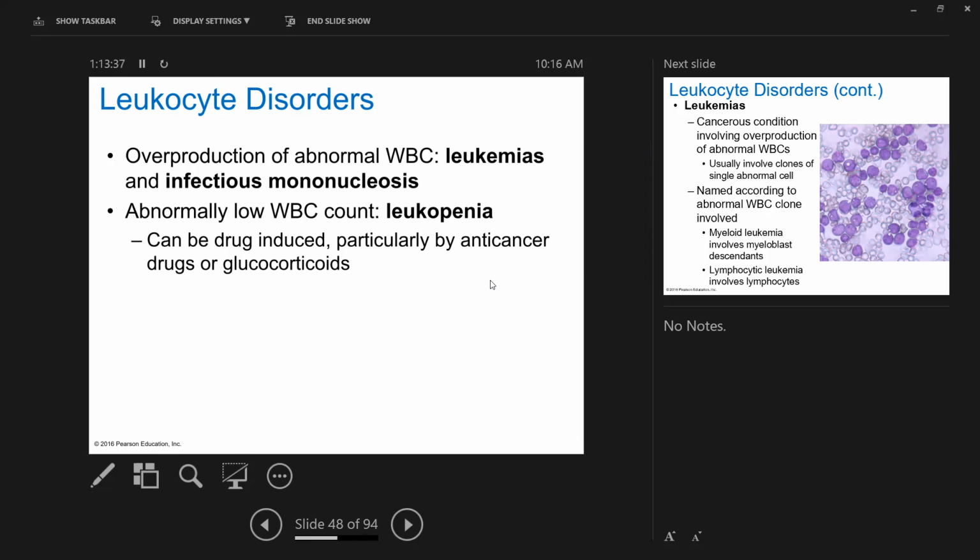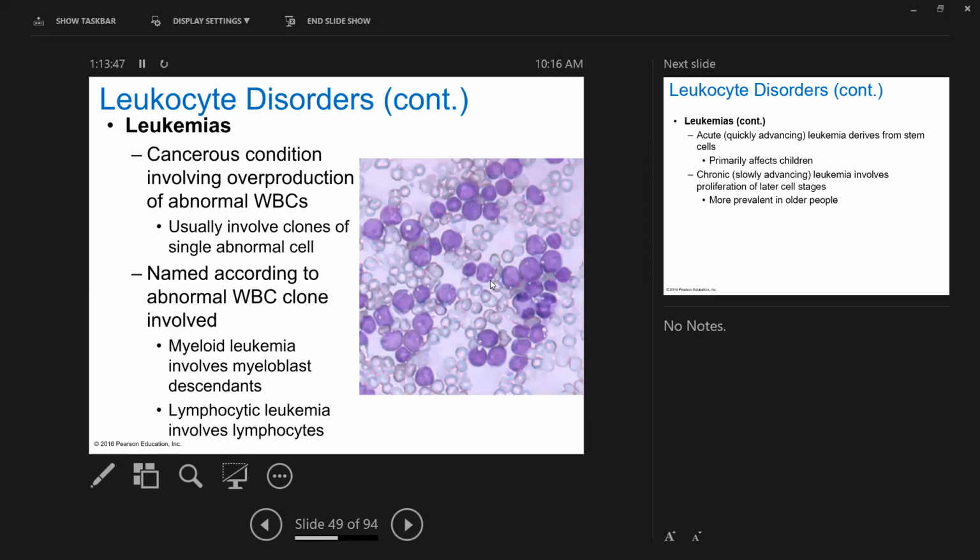The other condition is infectious mononucleosis. Okay. Now, what's the difference? Well, here's a leukemia. You're looking at a blood smear here.